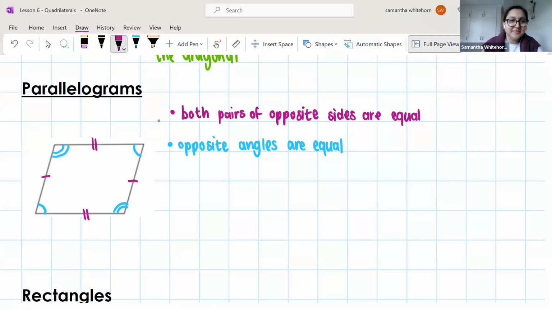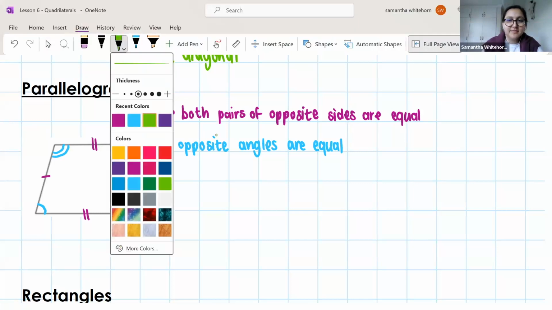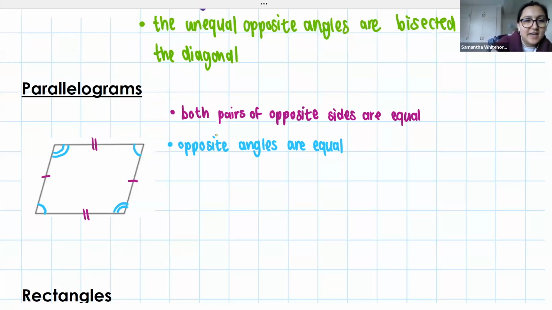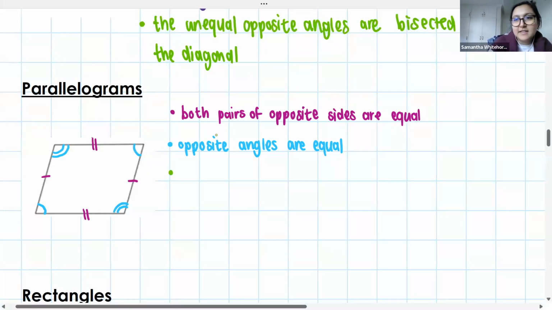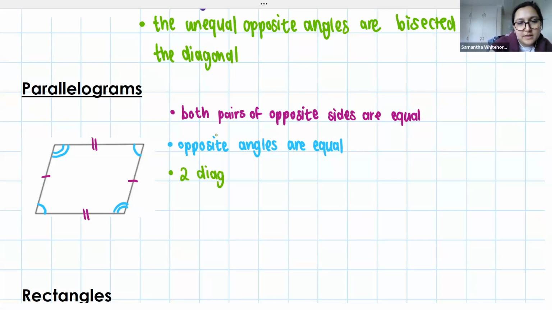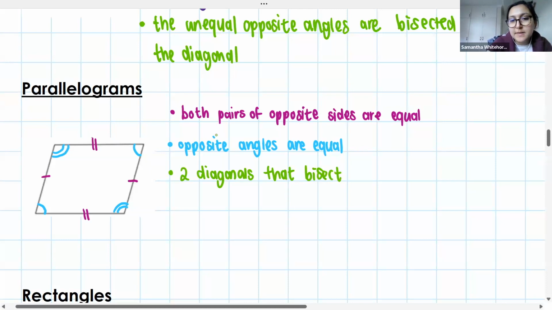It has two diagonals that bisect each other. Nice. Okay. So we've got two diagonals that bisect each other. Now, guys, that's really important. They each cut each other in half. So it's not just one diagonal that gets bisected like a kite. Both of them get cut in half.